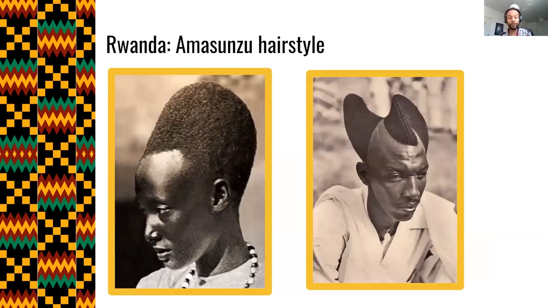Hairstyle, I haven't spoken about hair a lot, but that's a whole topic, because of the texture of many African people. This specific hairstyle in Rwanda, Amasunzu, could tell a lot about your social status, marital status. You didn't need the ID. You just look at the hairstyle and it's like, oh, okay, I see. It would just say a lot about you. And again, cool inspiration and aesthetics.